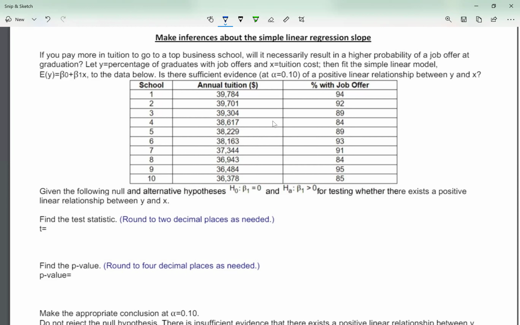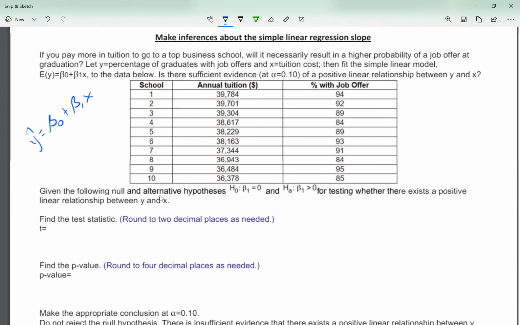So we see the information here. Then fit the simple linear model, E(Y) is beta 0 plus beta 1 X. This is pretty much like the formula we have been looking at, Y hat is equal to beta 0 plus beta 1 times X. We've seen that one. And then we're going to ask, is there sufficient evidence at alpha 0.10 of a positive linear relationship between y and x? So we're going to see this.